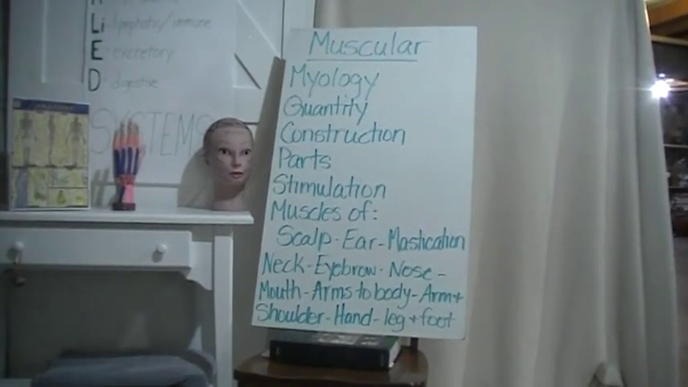Abductor hallucis, muscles that move the big toe away from the other toes. Again, abductor, away. Abductor digiti minimi, the muscles that separate the toes. That is the end of the muscles.